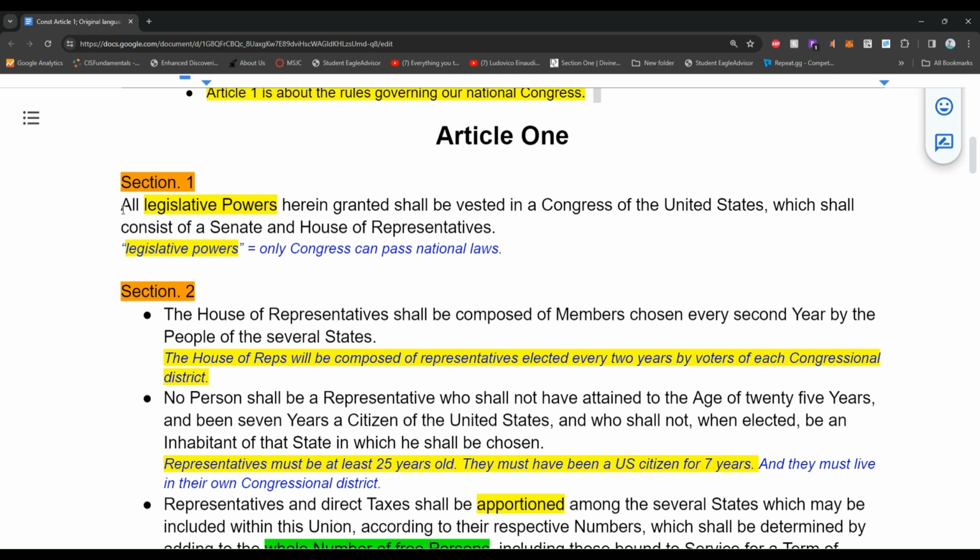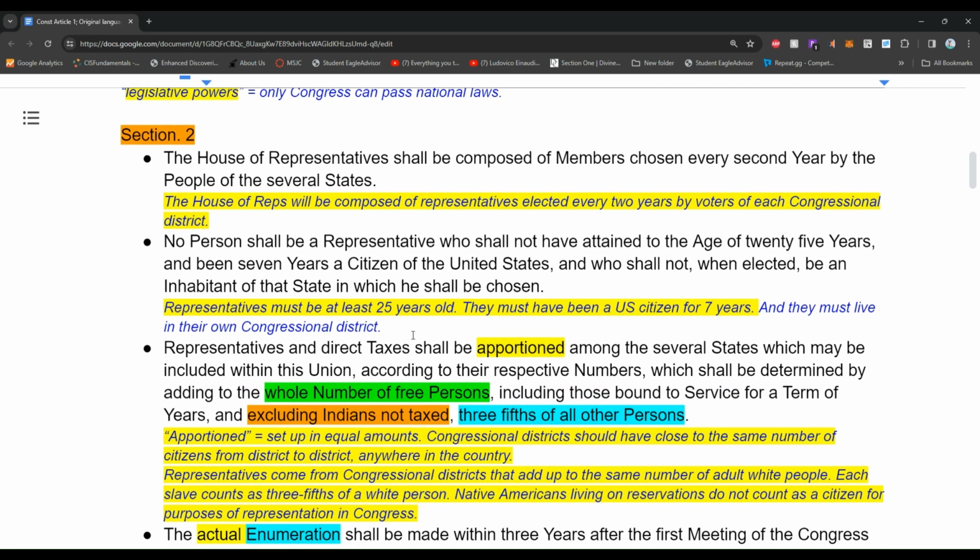And in yellow, below the first dot, the House of Reps will be composed of representatives elected every 2 years by voters of each congressional district. So states are divided up into congressional districts. It's not just by county, it's by congressional districts. Let's look in the yellow under the second dot. Representatives must be at least 25 years old and they must have been a citizen for 7 years.